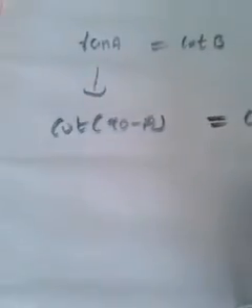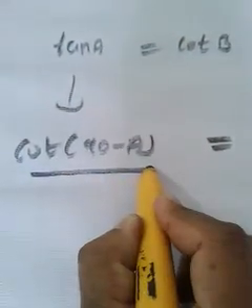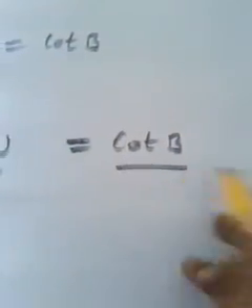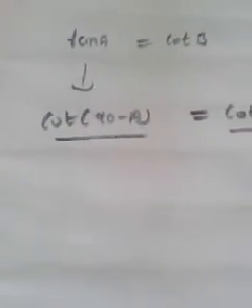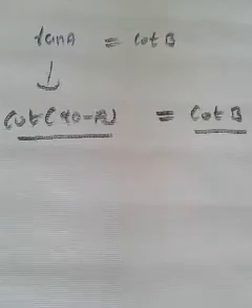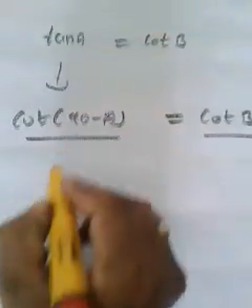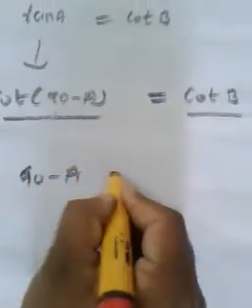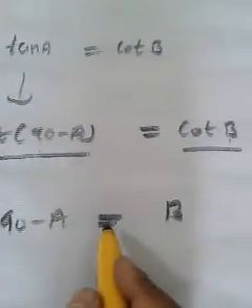Now you see what the advantage is. The LHS is in terms of cot now, and the RHS is already in cot. So both the LHS and RHS are in terms of the same ratio. Now it is time to compare angles. Which is the angle here? 90 minus A is equal to, which is the angle here? B. So 90 minus A equals B.